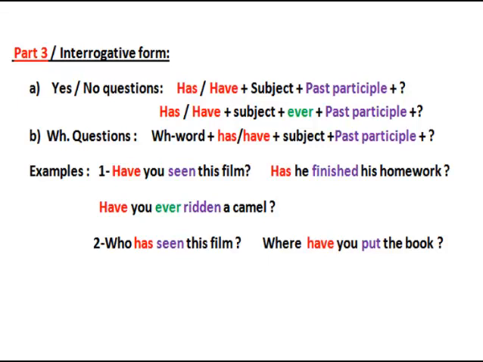Number 2, WH questions. Who has seen this film? And here we don't have a subject in this question because I'm asking about the subject. Who has seen this film? You've got who, has, plus past participle. We don't have a subject here because we are asking about the subject. Question number 2, where have you put the book?